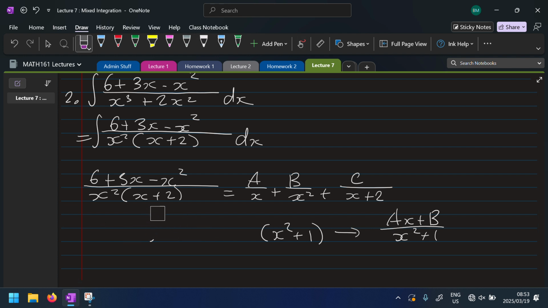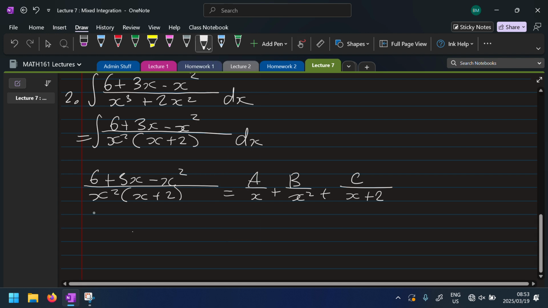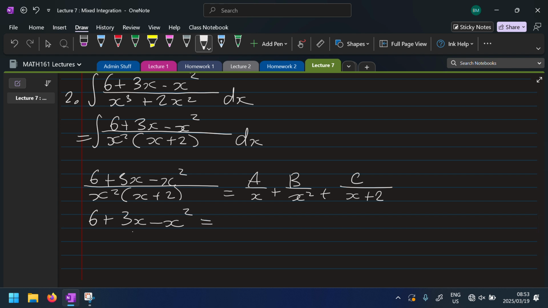Let's get rid of all of this. Okay, so we've got our a, b, and c. All of them are linear, but the x squared is linear repeated twice. Now we need to solve for this. So let's clear the denominators. So we're going to have 6 plus 3x minus x squared is equal to, here we're multiplying by all of this denominator, so that's going to be a x times x plus 2, plus b times x plus 2, plus c x squared. Okay, so that's just clearing the denominators there.